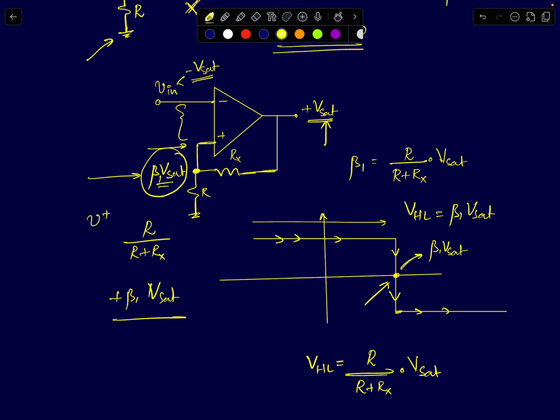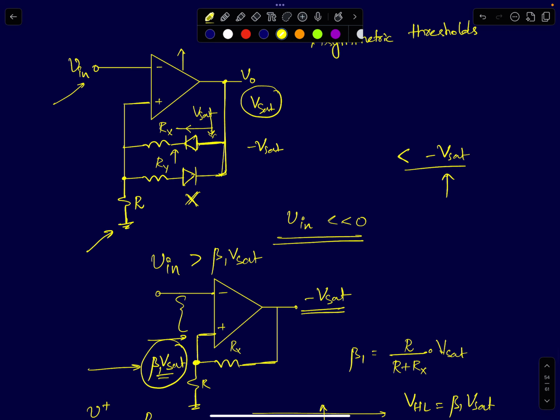Now, after this point, when your input exceeds plus beta 1 Vsat, so I'll show this here. Now my input has exceeded plus beta 1 Vsat. Output has now gone to minus Vsat. If your output has gone to minus Vsat, what would happen to this circuit? Your diode, let me name this as D1 and this diode as D2. Diode D1 will be cut off because now your anode is at the lowest voltage, which is minus Vsat. Okay, so this diode D1 will be cut off and D2 will be active.